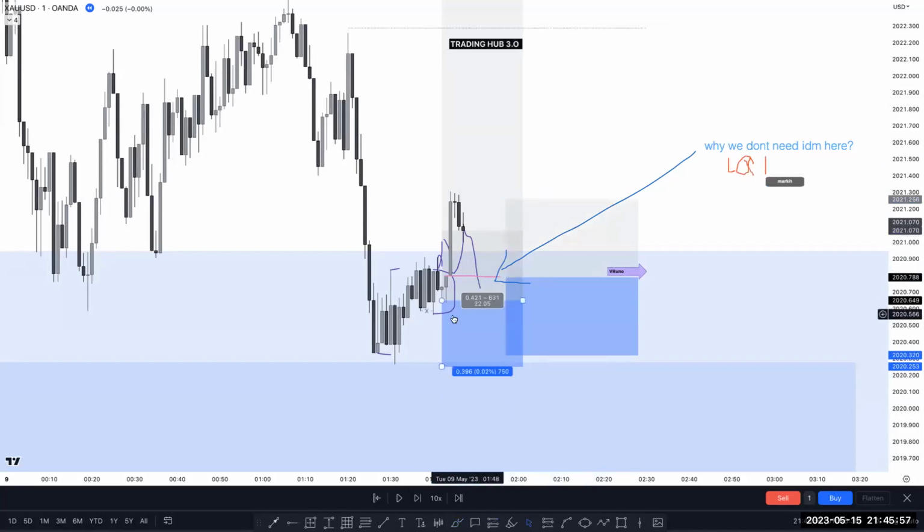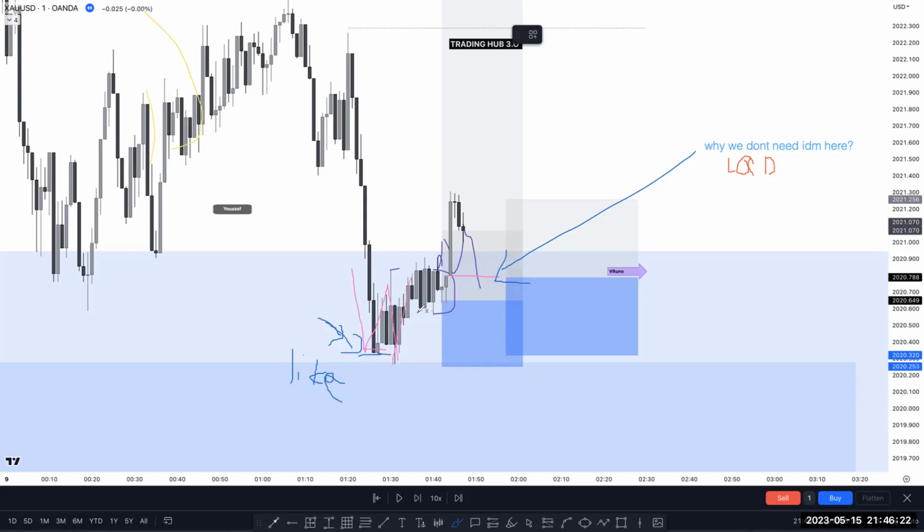Why do you need inducement? Because inducement already swept here, and just below it there is no unmitigated anything. If it sweeps the structure, right? This is just structure. This one is also a sweep, but here there is no unmitigated order block, no unmitigated shadow. That's why we need inducement. If there is a proper order block or anything, then you can buy here.